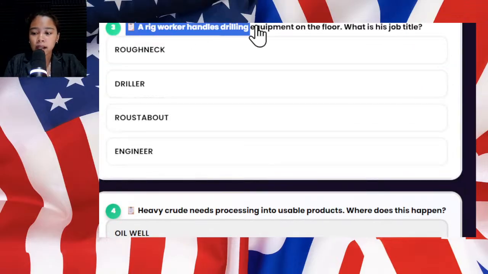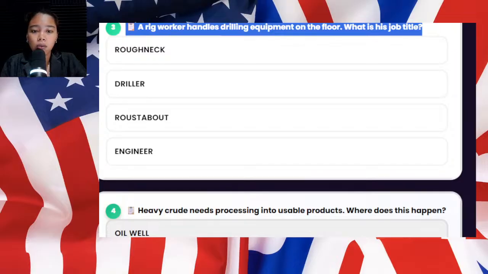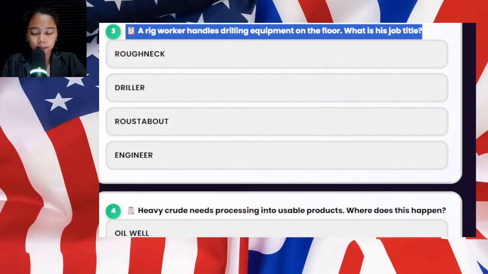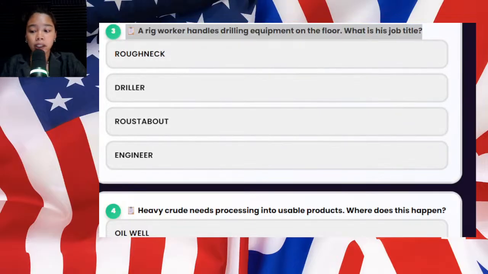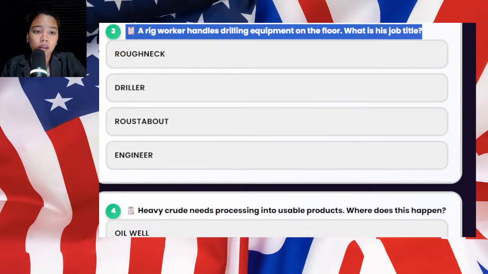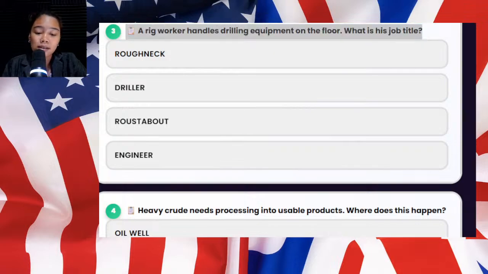A rig worker handles drilling equipment on the floor. What is his job title? A rig worker handles drilling equipment on the floor. What is his job title? Okay, I'm gonna give you 10 seconds to answer.